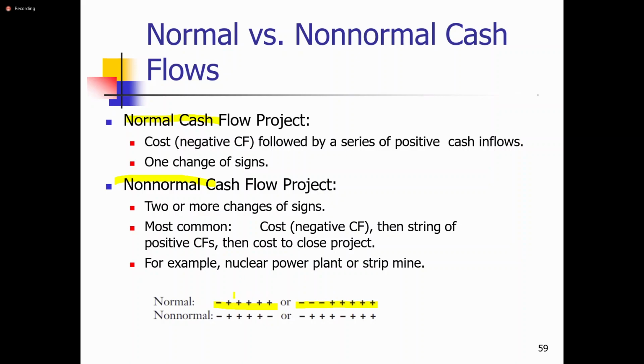During the project lifetime, the inflow and outflow sign changes only one time. Negative, positive. There is a 3 year investment in this one. Non-normal or non-conventional projects mean 2 or more changes of signs. Now here, a cash outflow, 4 cash inflows over 4 years, and again an outflow. More than one change of sign. Here, outflow, 3 inflows, outflow, 3 inflows.